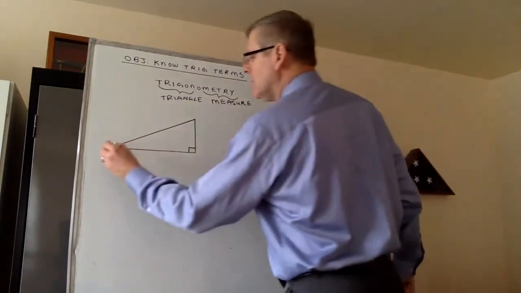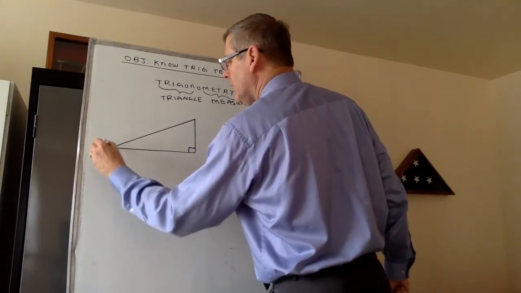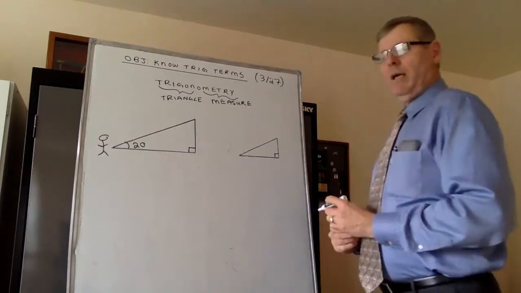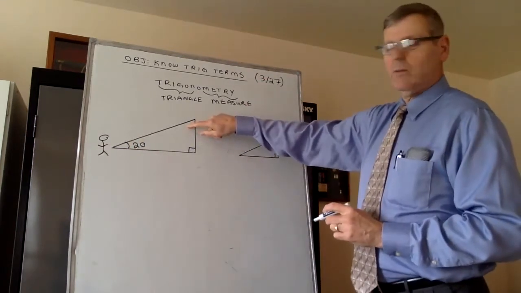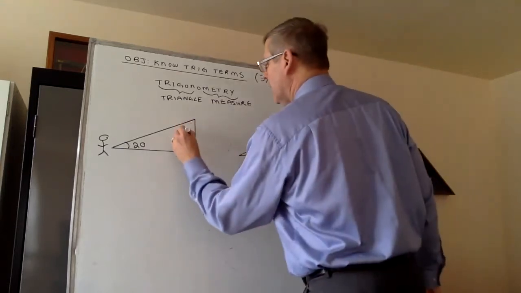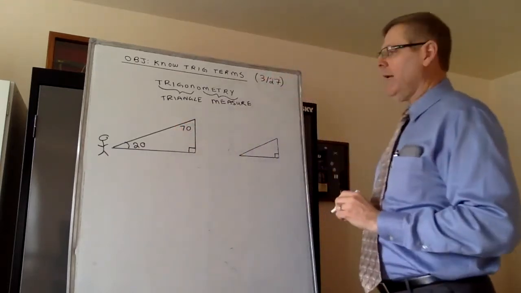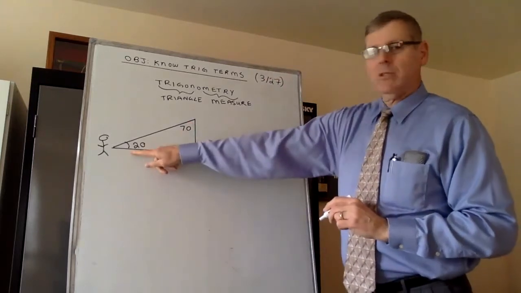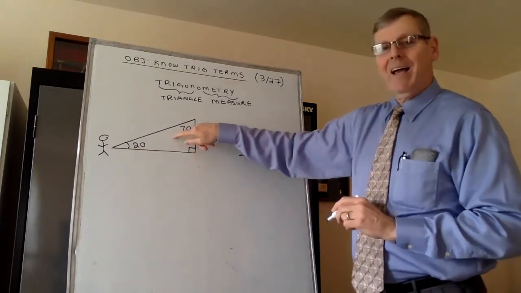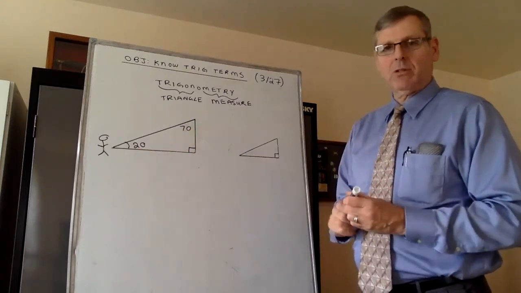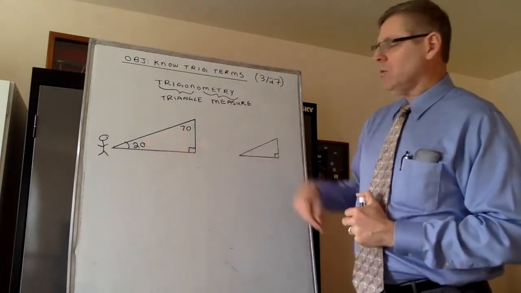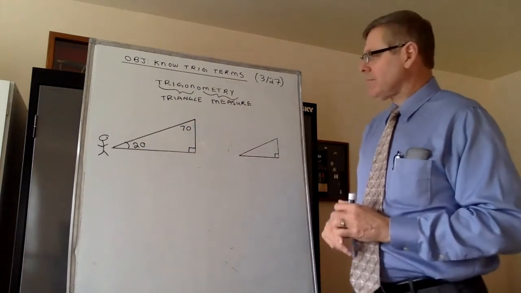So if I stood here, and I measured this angle to be 20 degrees, I don't have to come over here and measure this one. I know what this angle is. This angle is going to be 70, because I know the three angles in a triangle add up to 180. So I measure this one to be 20, and I know this is 90, I have now defined the shape of this triangle. I know that this is a triangle with angles 20, 70, and 90.